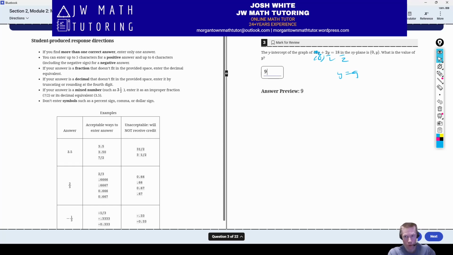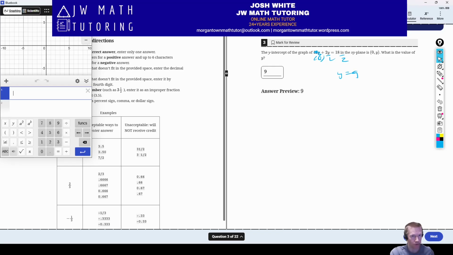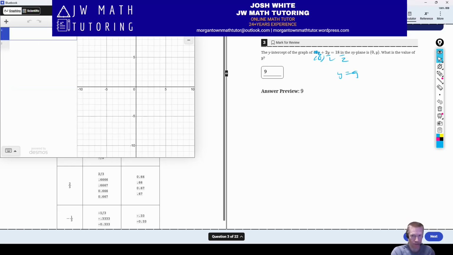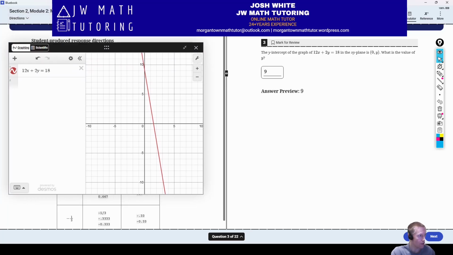Or, of course, you can go to Desmos, and you can just type in the line and graph it. Let me just erase this so that we can see the full equation again. 12x plus 2y equals 18. Slide this down here. And we can see there's a clickable point right here at 0, 9. So this just confirms the correct answer is 9.